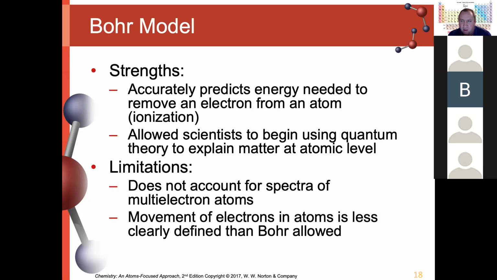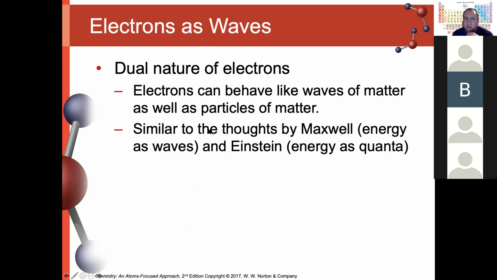And the other thing is that the actual movement of electrons isn't quite as clear-cut as Bohr was predicting. So remember, Bohr's thinking about these things in terms of orbits, the way that planets move around the sun. And that's not the way that they actually work. It's a little bit more complex than that.